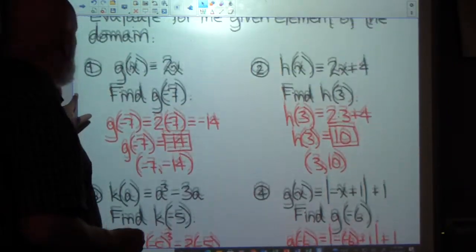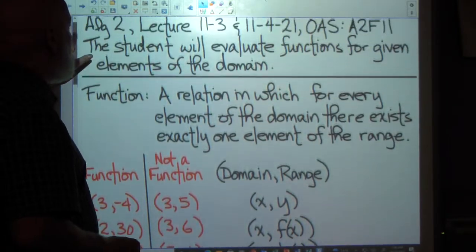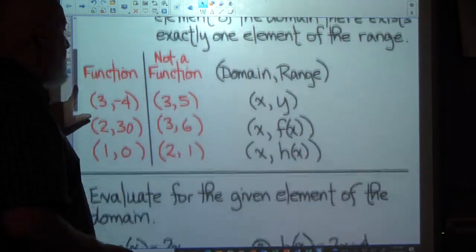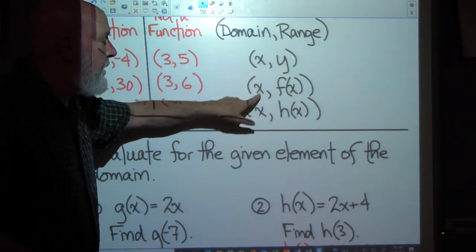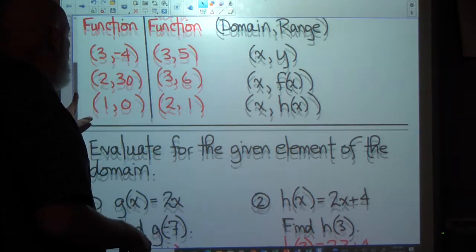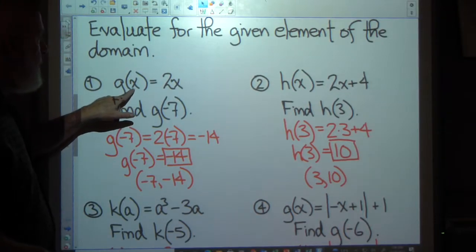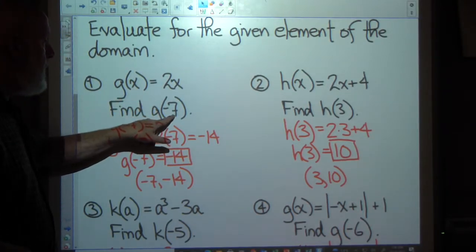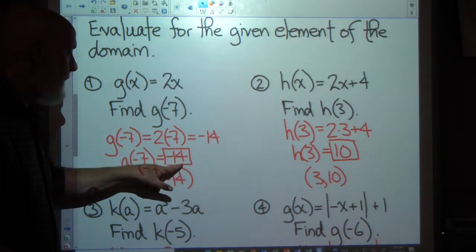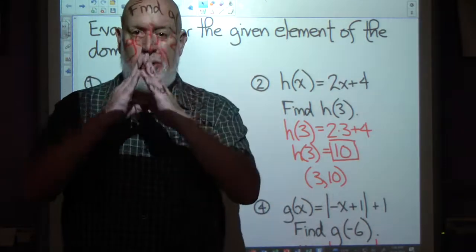That is evaluating functions for given elements of the domain. In each case, we were given an element of the domain, an x value, and we were to plug it into a function and get the corresponding element of the range. We were given an element of the domain, at negative 7. We plugged it into the function and got a corresponding element of the range. You can do this.